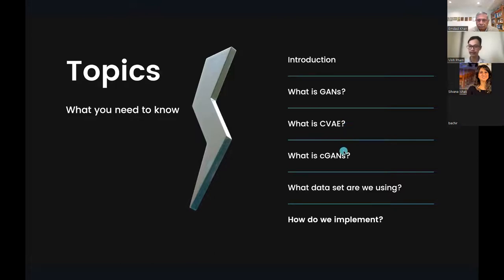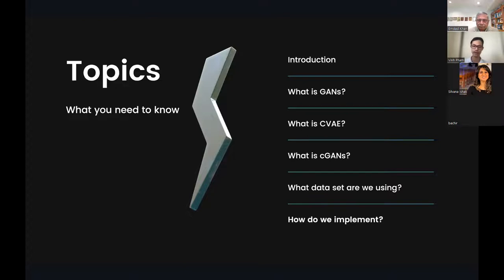And then the next minor topic will be CGAN. That's kind of an extension of GAN, but we just add more variables or conditions inside. And I'll talk a little bit about what data set I am using.